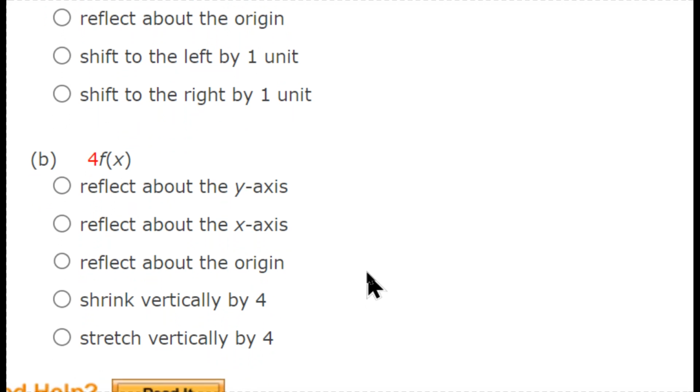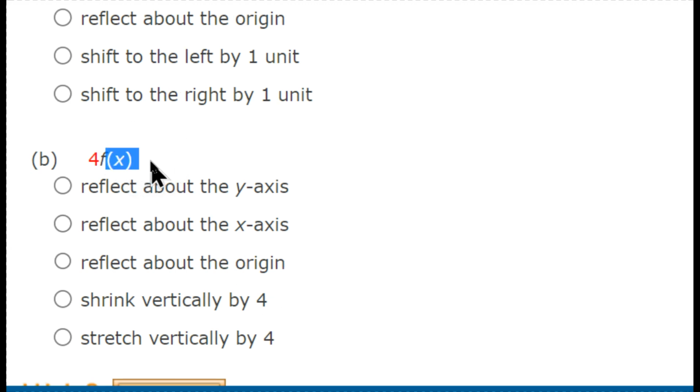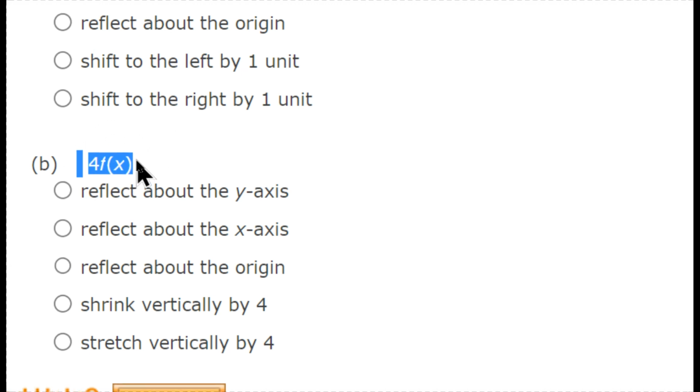Four times f of x. That's modifying the y value. Whatever that y value was, it's now 4 times more. If it was a 1, well then now it's 4 times 1. So that's a vertical stretch.